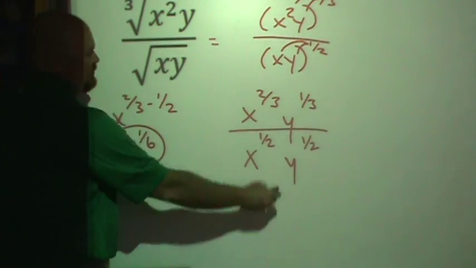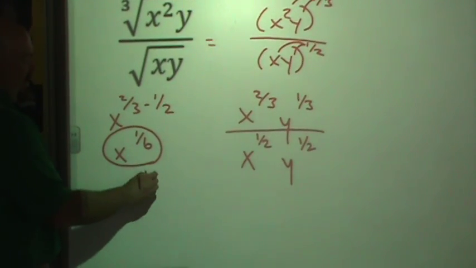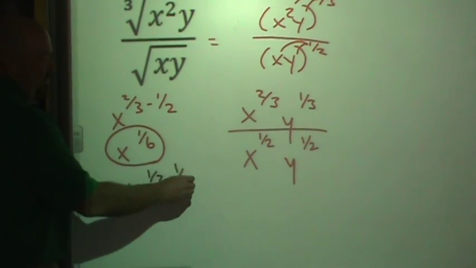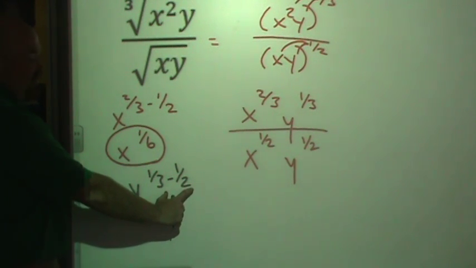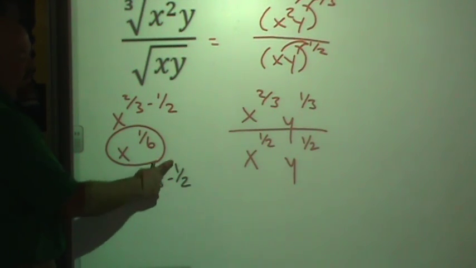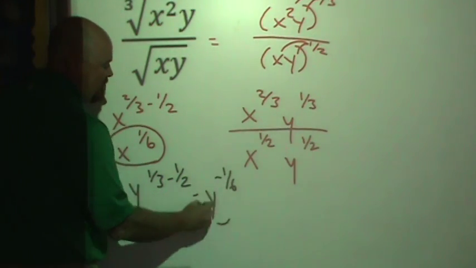Let's switch up the colors here. Y to the 1/3, y to the 1/2. Again, I have to subtract those powers. Similar, common denominator of 6. So this is 2/6 minus 3/6. I get y to the negative 1/6.